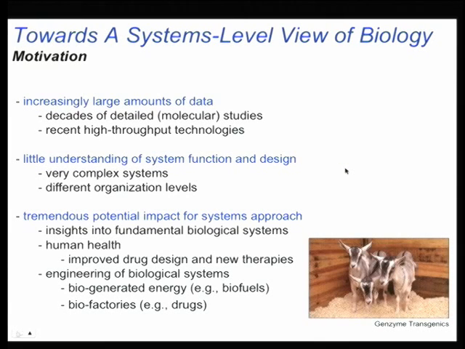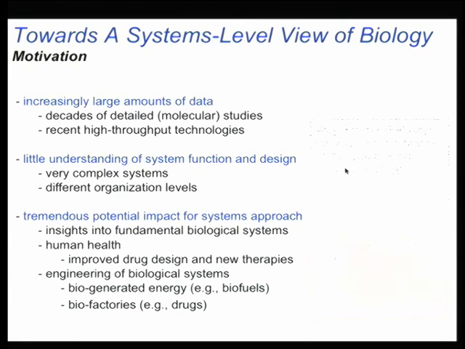This is an example of some goats that were engineered by Genzyme to manufacture some drug. You can find them online. So again, there's very few examples at this point where we have been able to successfully engineer biological systems to perform very useful things, and we're still at a very early phase in this journey.